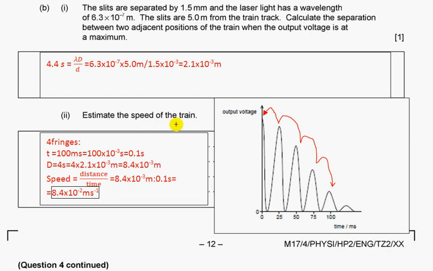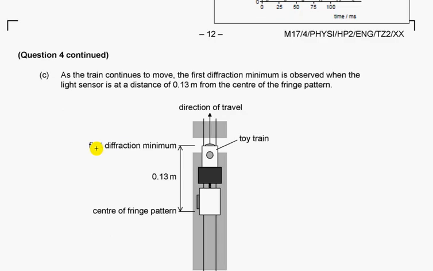Estimate the speed of the train. So I copied this picture here, and we see that during 100 milliseconds, 1, 2, 3, 4 fringe distances are passed. So 4 fringe distances will be 4 times 1 fringe distance, and speed will be distance over time. We give the answer with two significant figures.